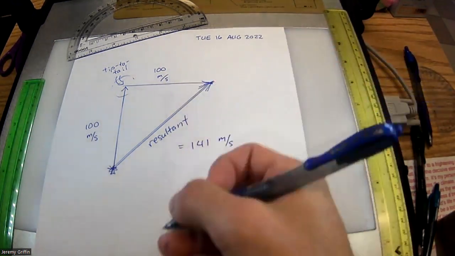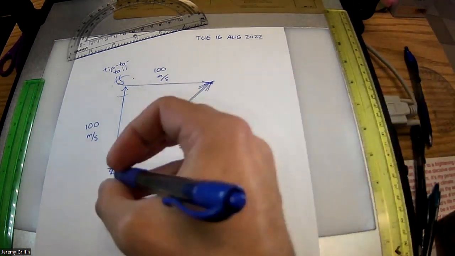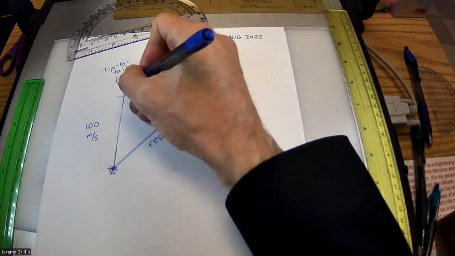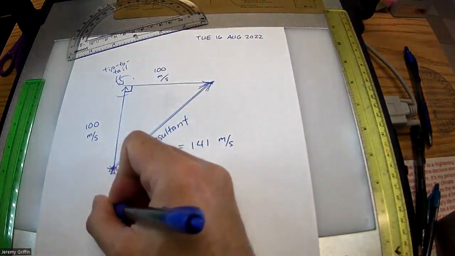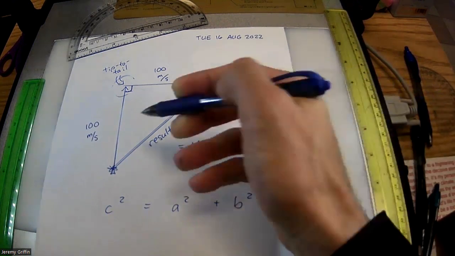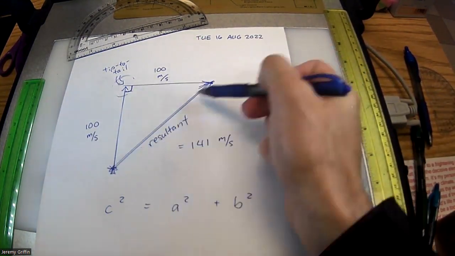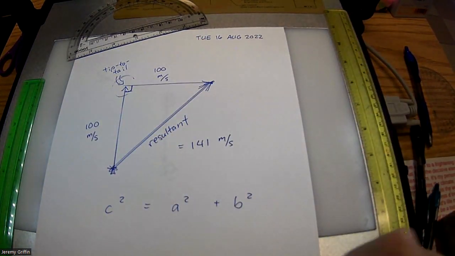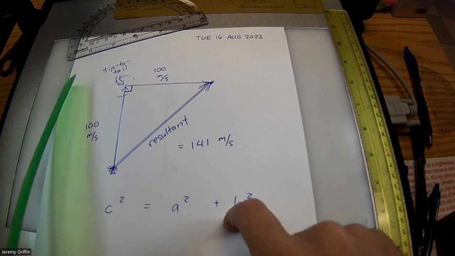All right, so how about the Pythagorean theorem? You guys know the Pythagorean theorem, right? As long as you have a right triangle, this works. C squared equals A squared plus B squared, where the two sides are A and B, and the resultant is side C. Isn't that true? Okay, so how about this?